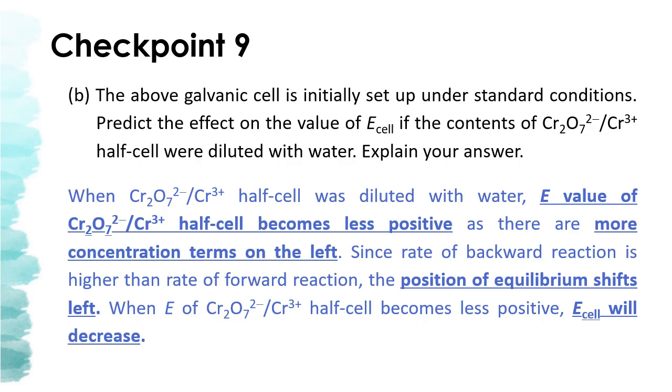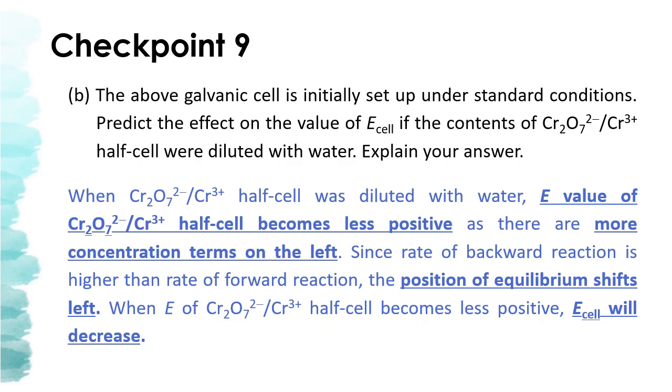But the left-hand side will be more affected because there are more ions on the left-hand side. So in the answer that you see here, your position of equilibrium will be shifted left because the drop in the concentration of the aqueous ions is more pronounced on the left-hand side, because there are more concentration terms on the left-hand side.